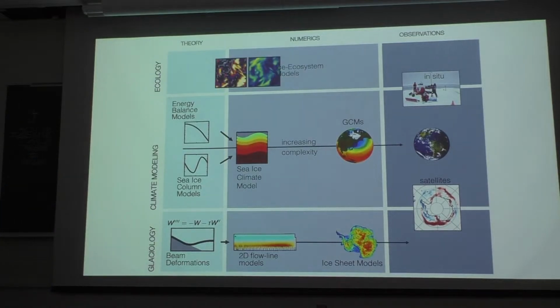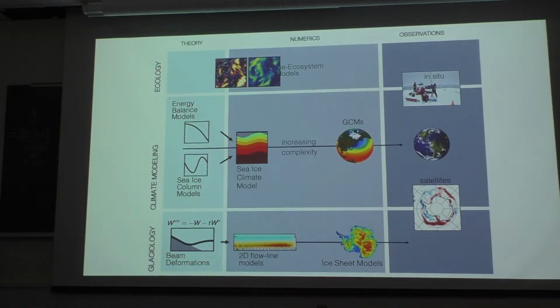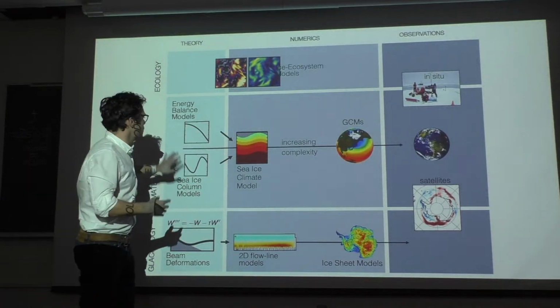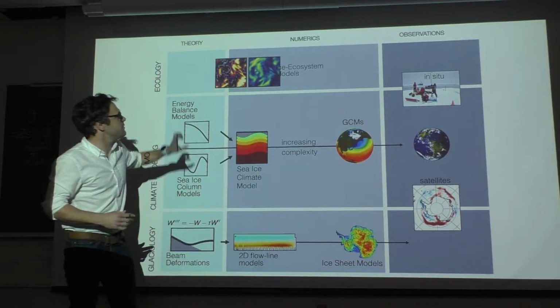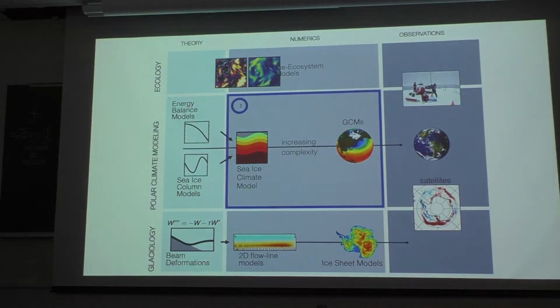And then another thing that I have been getting interested in more recently is, you can't quite see it, ice ecosystem models. So where we're also trying to understand how the physical components of the system impact, for example, algae blooms in the Arctic.